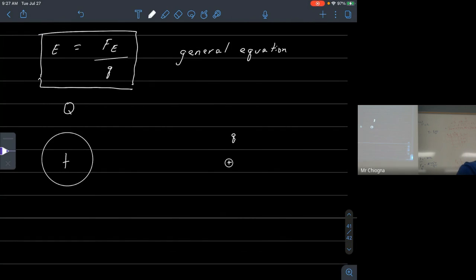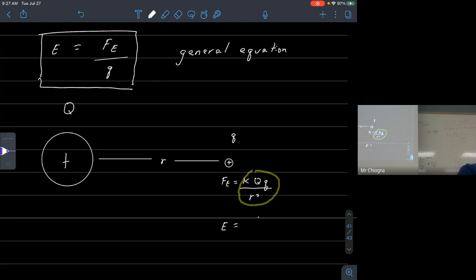So, what's the electric force? The electric force is just this. K, big Q, small q, divided by r squared. Or that's your R. What's the electric field? The electric field is just this. It's the electric force without the small q. So what do I mean by that?